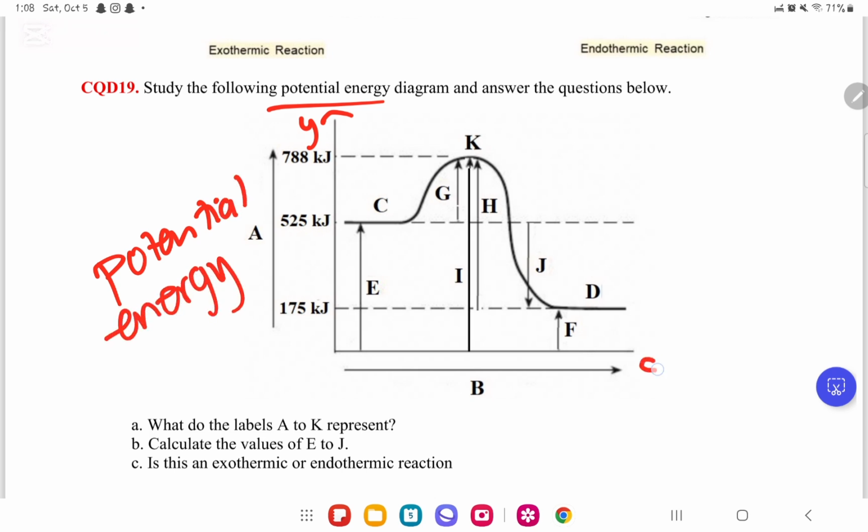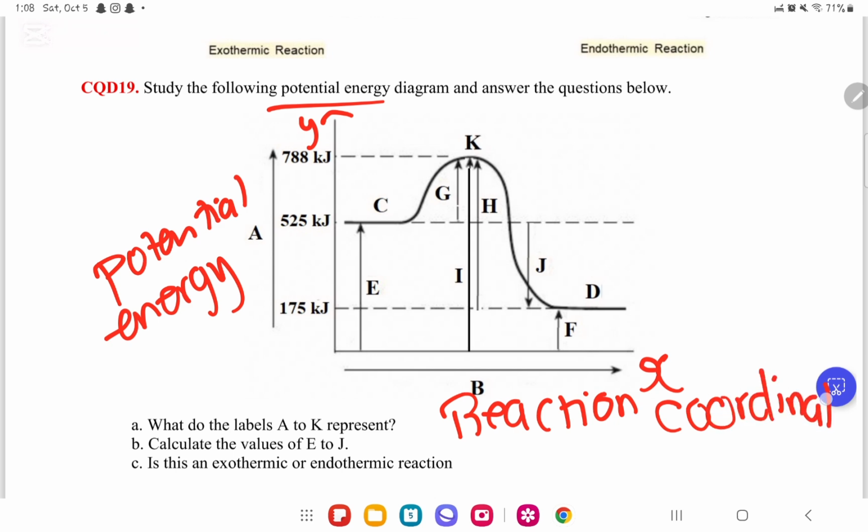However, on the x-axis, it is the reaction coordinates. So remember, anytime they tell us potential energy diagram, the potential energy is on the y-axis and the reaction coordinates, that means their location where they are, is on the x-axis. Now we labeled A and B. C, if you remember from chapter 8, if we have such a diagram, then here are the reactants and here are the products. So C is our reactants and D is our products.